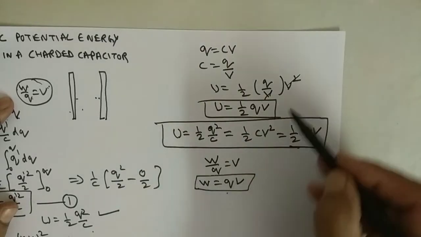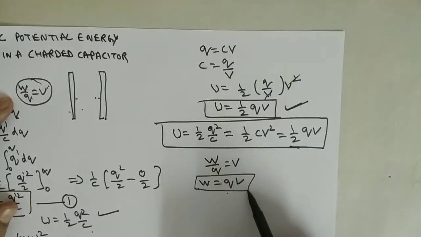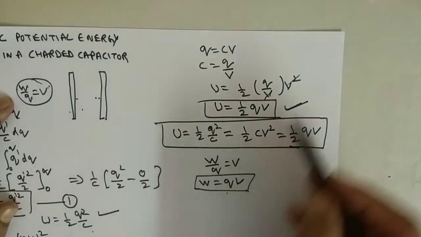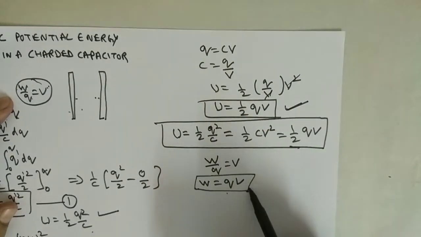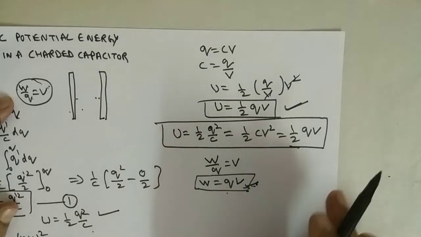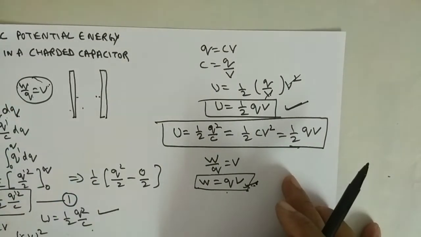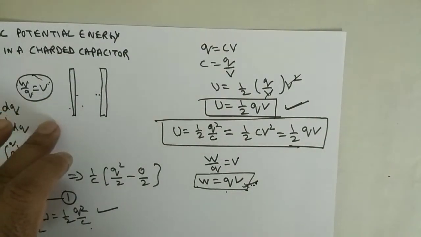It means only half of the energy is stored as potential energy between the plates, and the other half, 50% of this value, is always wasted, you can say in the form of heat and sound, etc. So that is about the electrical potential energy stored in a charged capacitor.